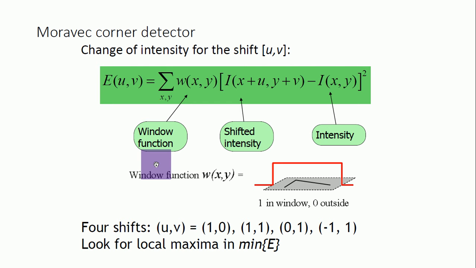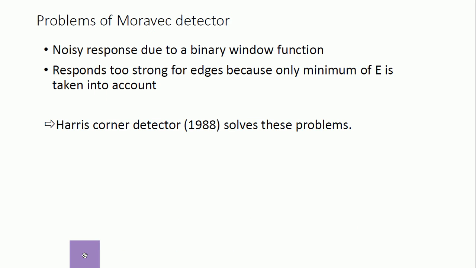Moravec corner detection uses the change of intensity for a shift, E(u,v) equals the sum of the window function w(x,y) times the shifted intensity I(x+u, y+v) minus the intensity I(x,y), all squared. The window function is 1 inside the window and 0 outside. The four shifts are (1,0), (1,1), (0,1), (-1,0). Look for the local maxima of the minimum of E.